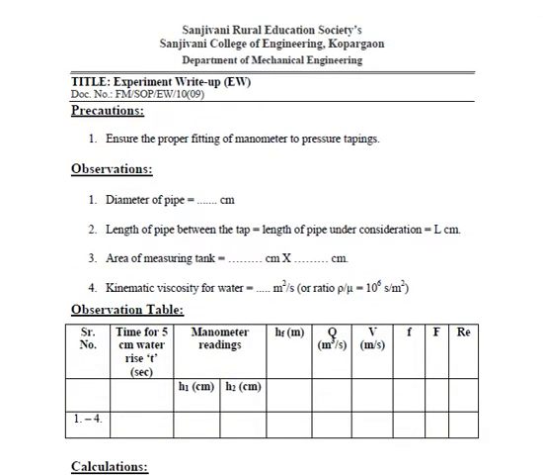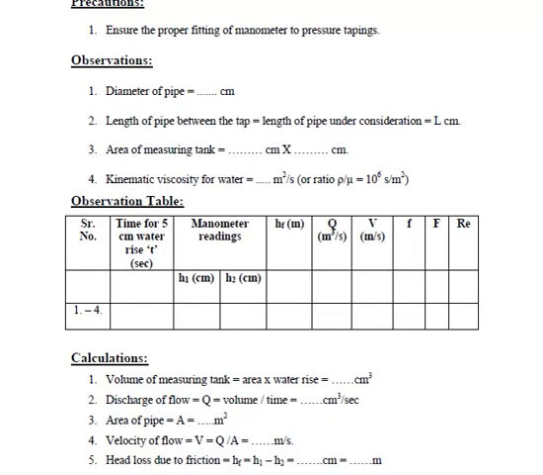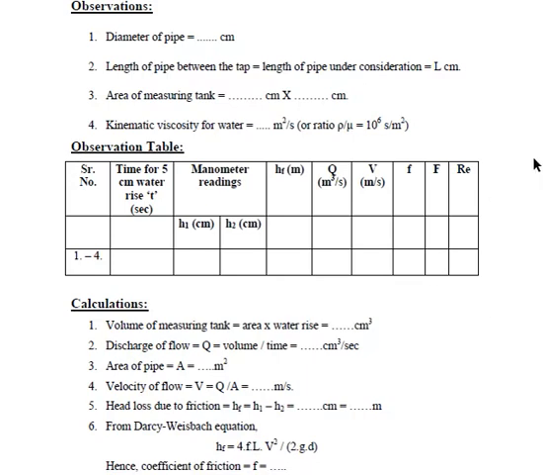Now let us see the observations and observation table, how you take the observations. Now here, diameter of pipe, it may vary, that is for different diameter pipes you can take. So for 2.7, 4.2, 5.7, it will vary. The length of the pipe between the taps, that is the length of the pipe under construction. I initially told you that the length of the pipe, that is L. Between these 2 points we have to find out the friction loss, that is the major loss, that is the actual aim of this experiment, and that value you have to note down.